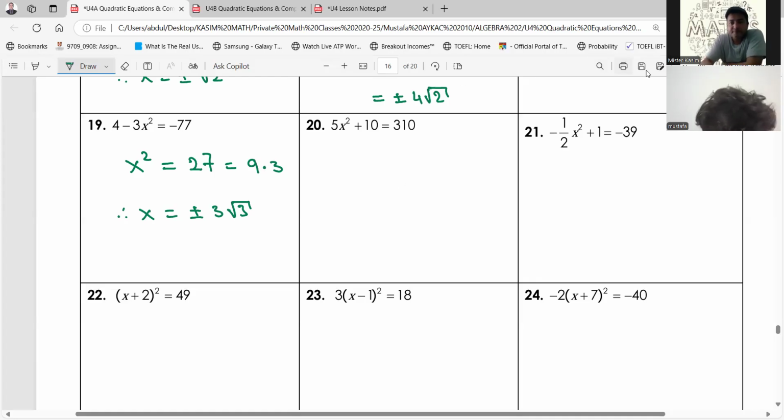20. Subtract 10 from both sides. So 5x squared equals 300. Divide by 5. That gives you 60.